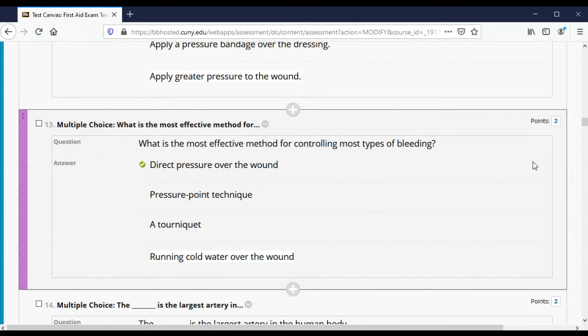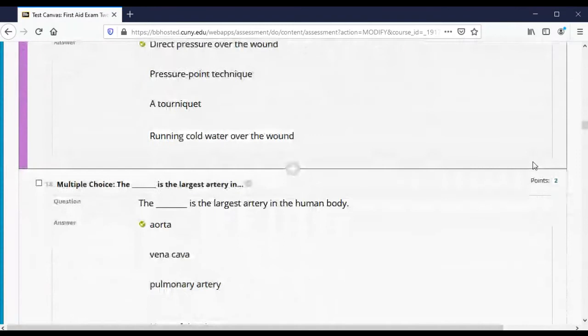Pressure point technique is something that's not even taught anymore. It's old school first aid that's never been proven to work. Tourniquet is effective, but not for most types of bleeding. It's usually a rare situation where you're actually going to need a tourniquet. And running cold water over the wound is not going to do anything to stop the bleeding.